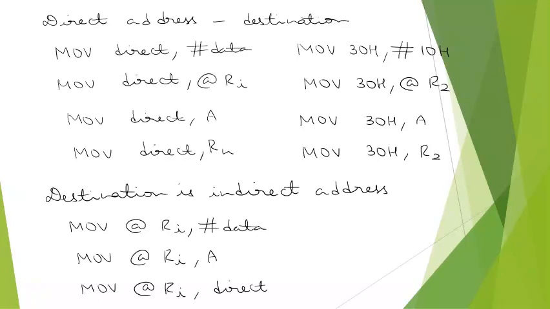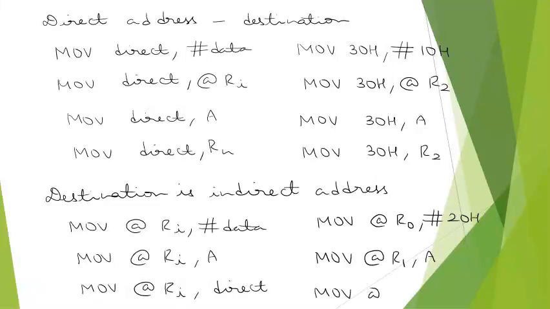So the example is MOV @R0, #20H. So the value 20H is copied to the memory location specified by the register R0. Then we have MOV @R1, A. So the accumulator content is copied to the memory location specified by the register R1. And then we have MOV @R0, 30H. So the content of 30H memory location is copied to the memory location specified by the register R0.